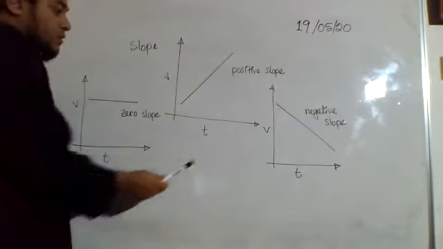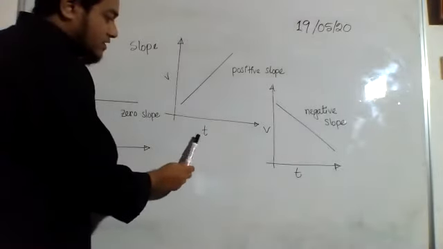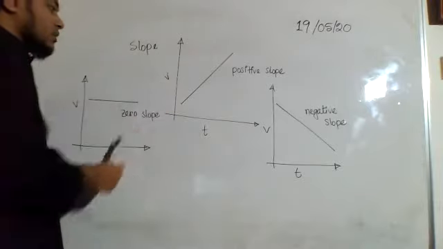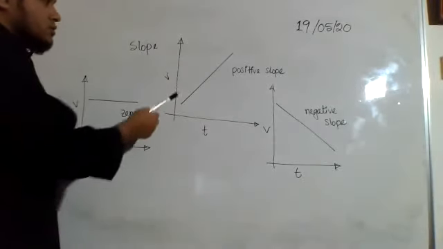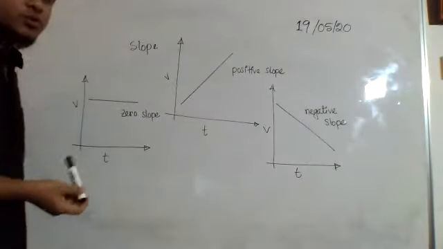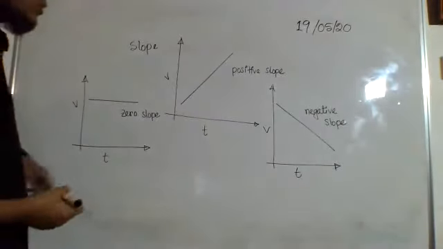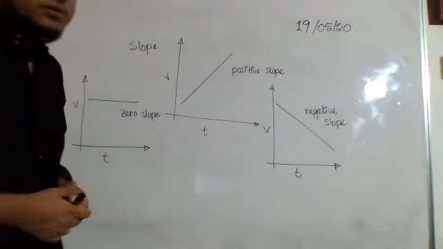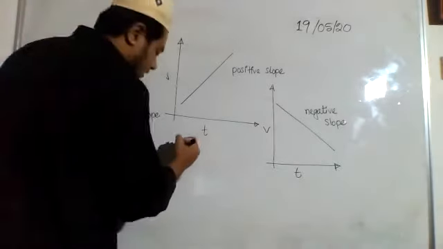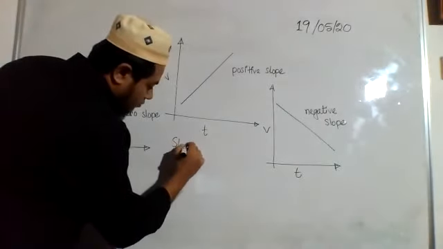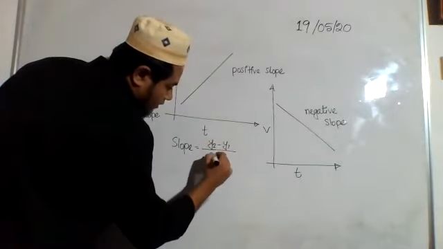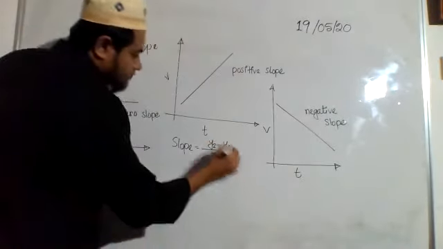So with the increase of the quantity that is along x-axis, there is an increase in the quantity that is along y-axis. So what will happen? It will have a positive slope. Now, I didn't show you the detailed calculation of slope because you will be studying this one in higher math in grade 10 in the coordinate geometry chapter. The equation to calculate the slope is this: y2 minus y1, over x2 minus x1.